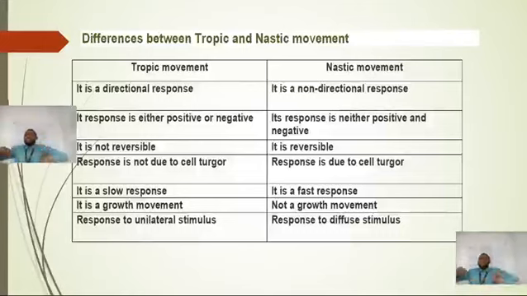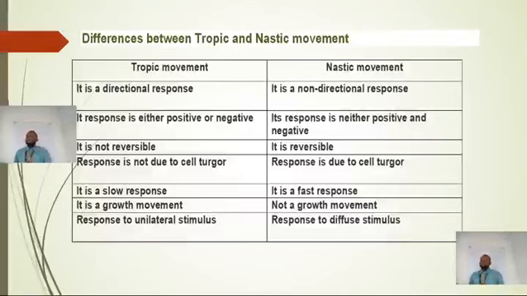So it is reversible. The same thing applies to morning glory and the sunflower. So what happened during light intensity? What do they do during the day and at night? And the morning glory flower. Okay, is the response due to cell turgor for tropic movement? It is due to cell turgor.